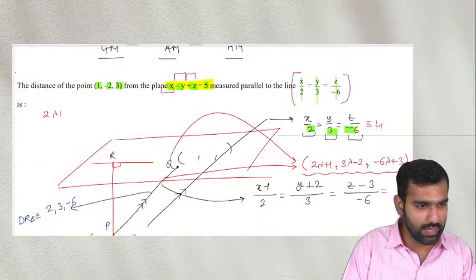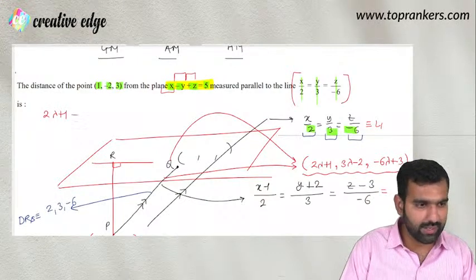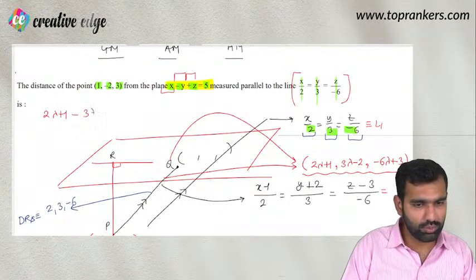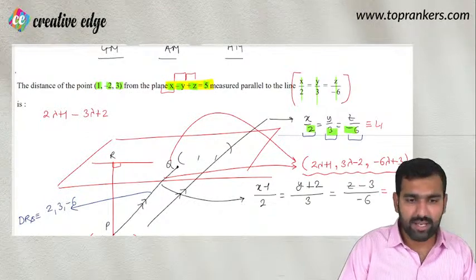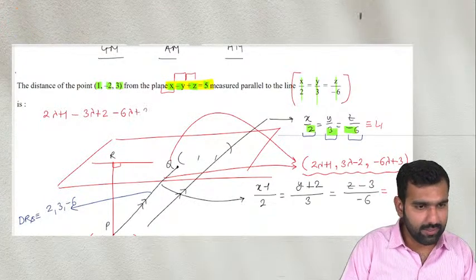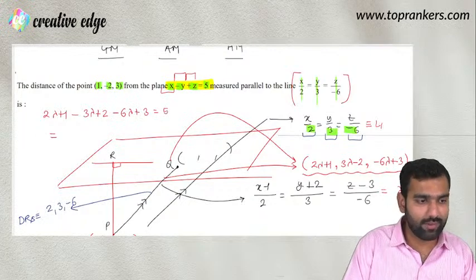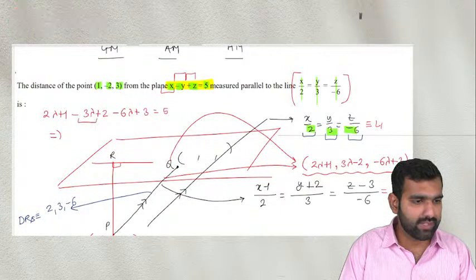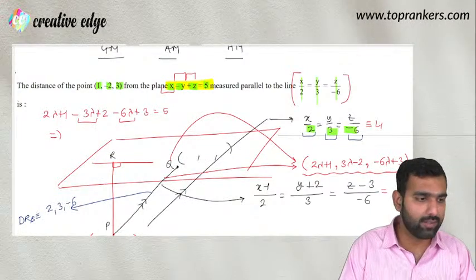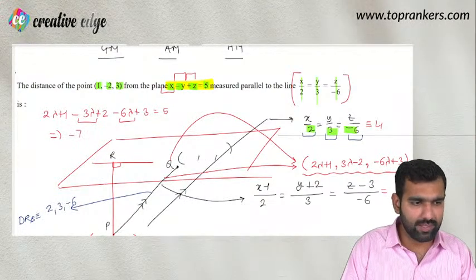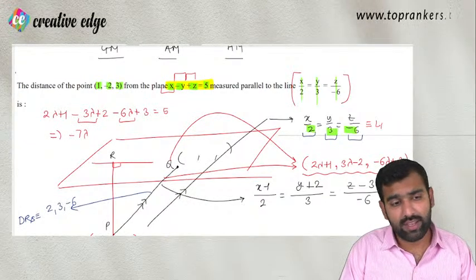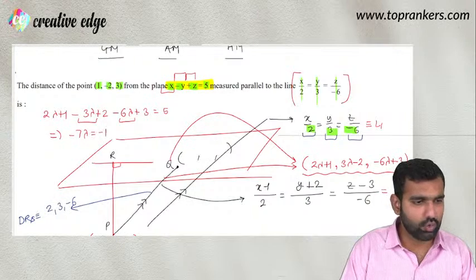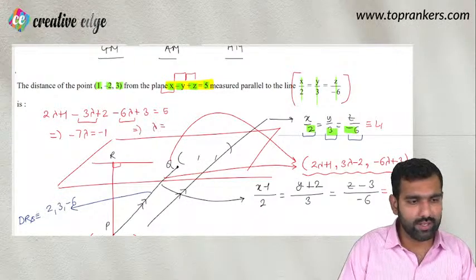So 2 lambda plus 1 here, I'm replacing minus (3 lambda minus 2), so that is minus 3 lambda plus 2, plus minus 6 lambda plus 3 is equal to 5. And if I simplify this, I will get the value of lambda from here. So 2 lambda minus 3 lambda minus 6 lambda is minus 7 lambda, right? 1 plus 2 is 3, 3 plus 3 is 6, 5 minus 6 is minus 1. So the value of lambda that comes out is 1/7. I hope now this question is easy to solve.